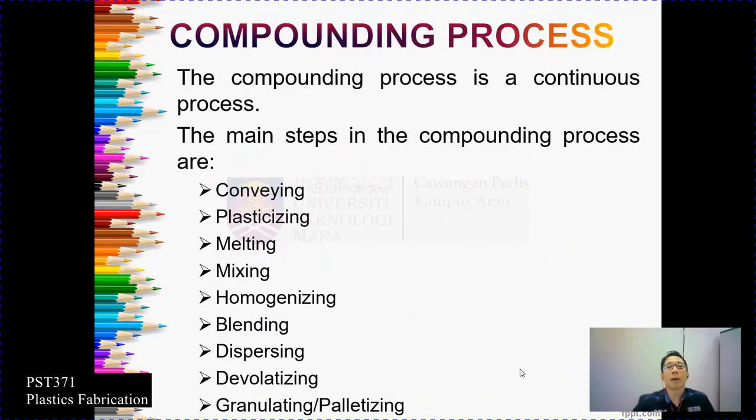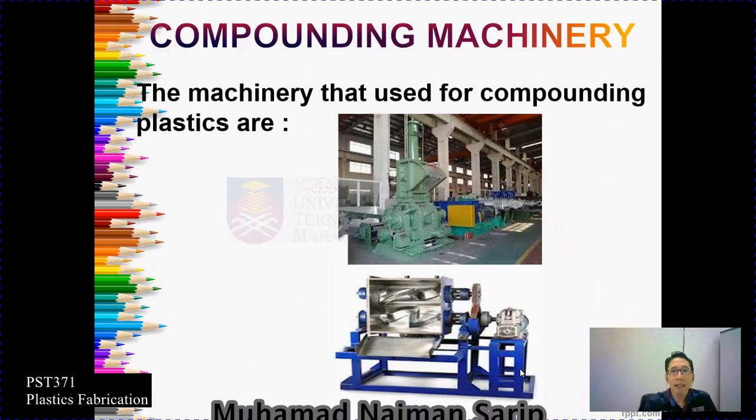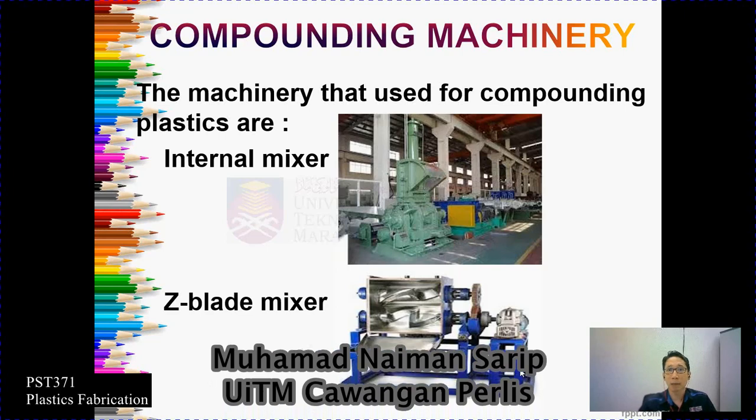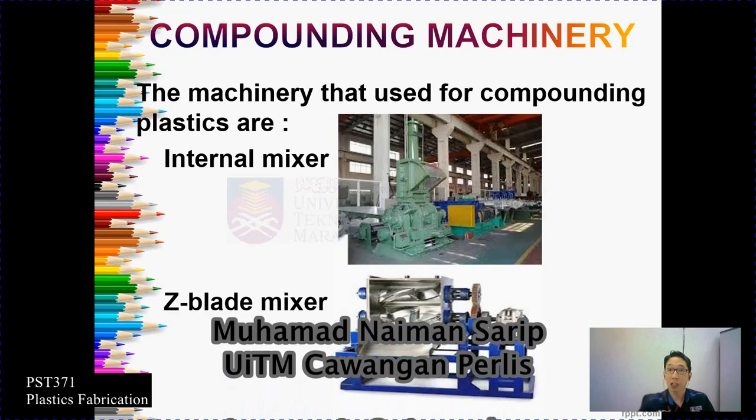And then the compounding process. Basically, the compounding process is a continuous process. The main steps of the compounding process are conveying, plasticizing, melting, mixing, homogenizing, blending, dispersing, devolatilizing, and granulating and pelletizing. Okay, I think that's all for this chapter. Later on, I will go on to the machinery involved in compounding.